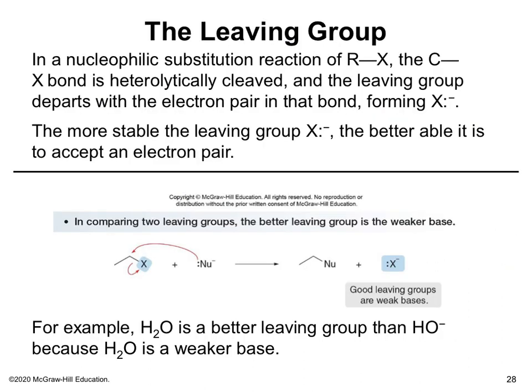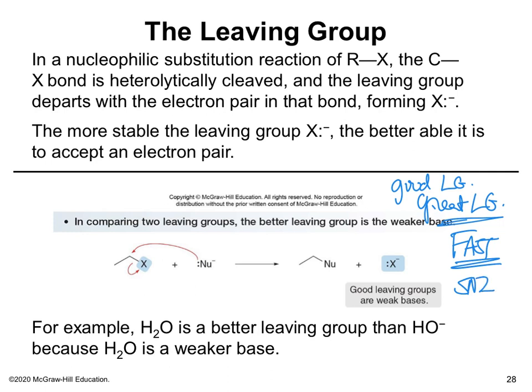The leaving group. We're going to look at the leaving groups, and then you have to decide: do you have a good leaving group? Do you have a great leaving group? If you have a great leaving group, the reaction is going to be fast if it's an SN2, and it'll be faster if it's an SN1. So let's look at a leaving group.